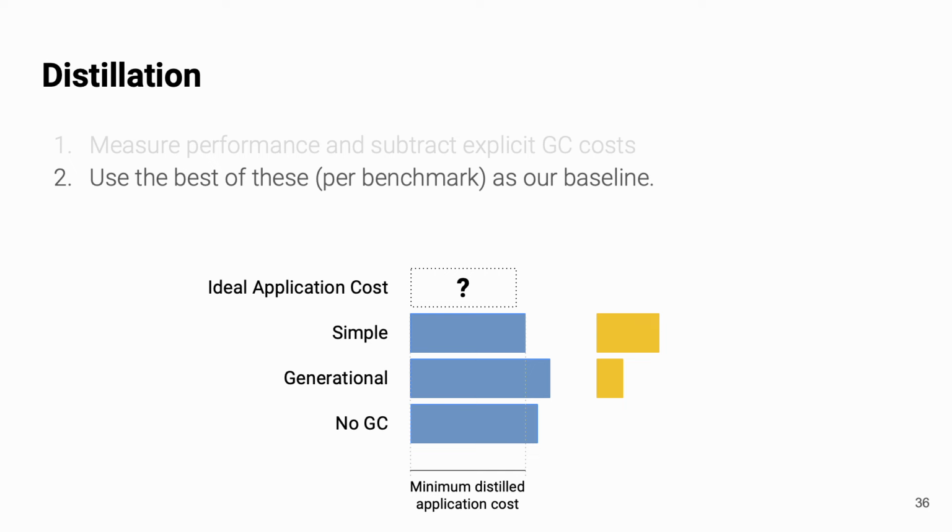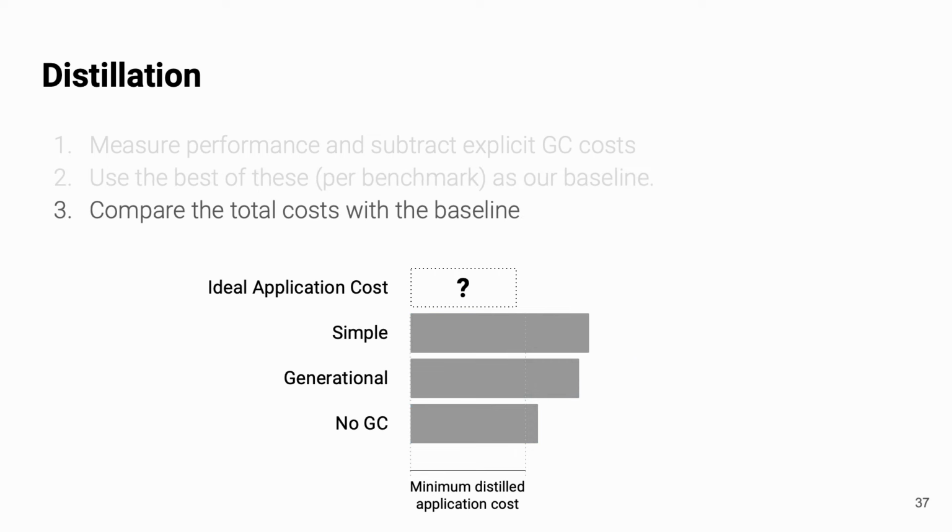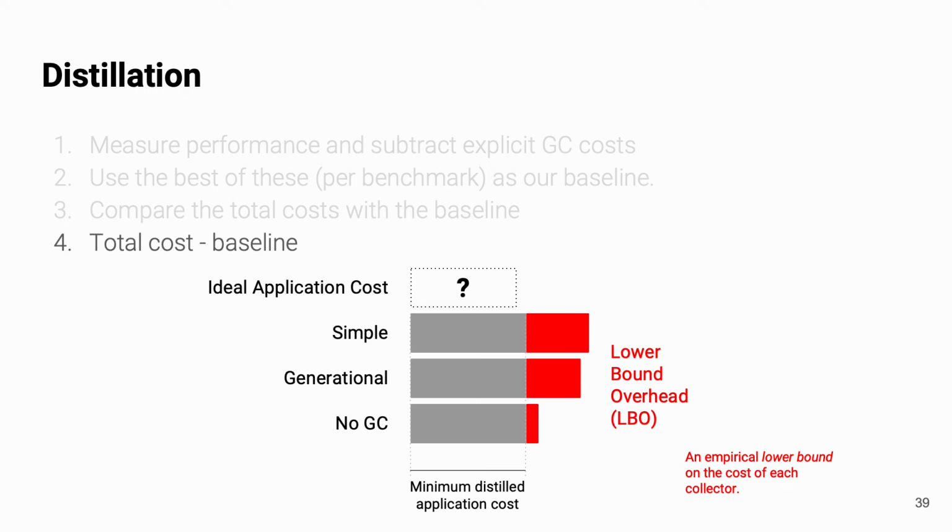Note that the GC that achieves the minimum can vary depending on the benchmark. We then compare the total cost of each GC with its baseline, and we subtract the baseline from the total cost. And boom, the difference, the red blocks here, is what we call lower bound overhead, LBO, or we pronounce it elbow. It's an empirical lower bound on the cost of each collector because the costs measured this way are always smaller than the real GC cost.